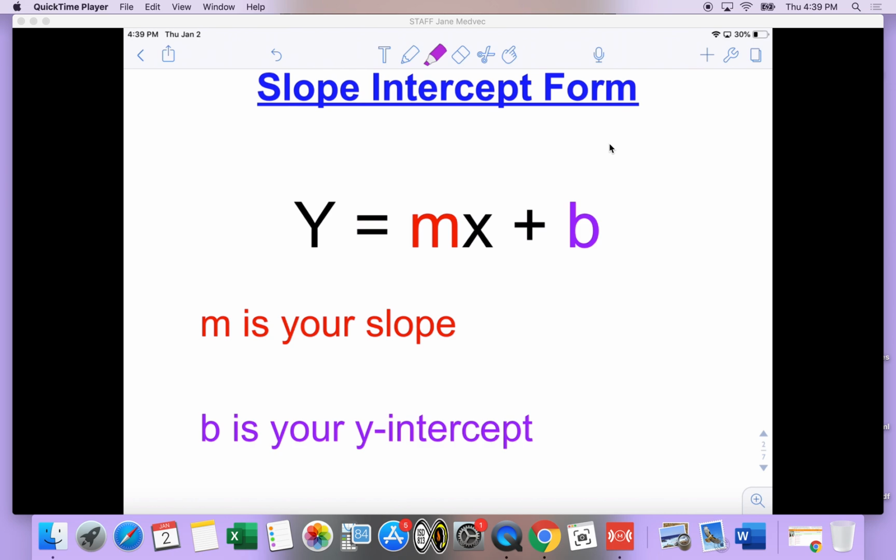Slope-intercept form is y equals mx plus b. Again, note that y comes first, then comes the equal sign, then comes a number, whatever that is, and then the x, and then comes the number that hangs off to the side. Remember that the m, this number right here, is your slope, and the number that is out to the side here is your y-intercept. So just a little bit of review of what we've had before.